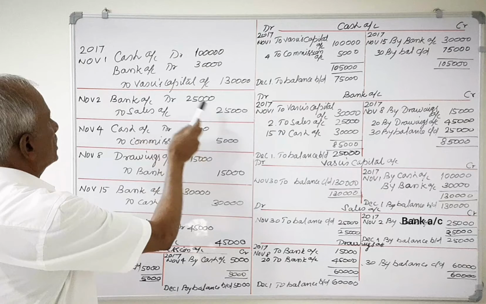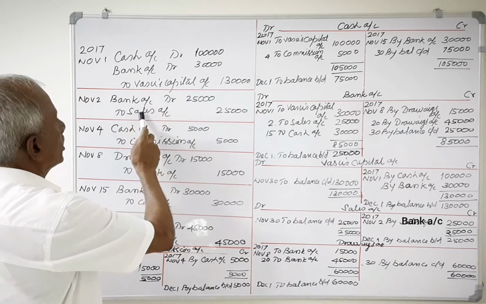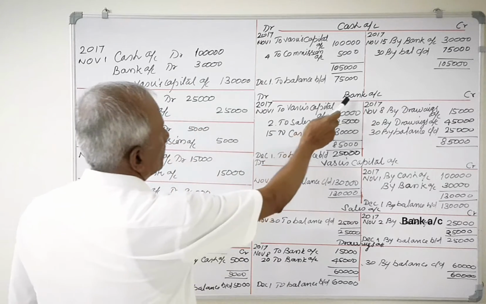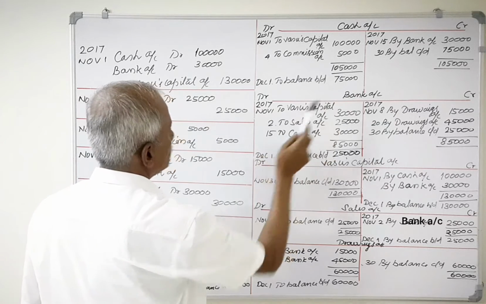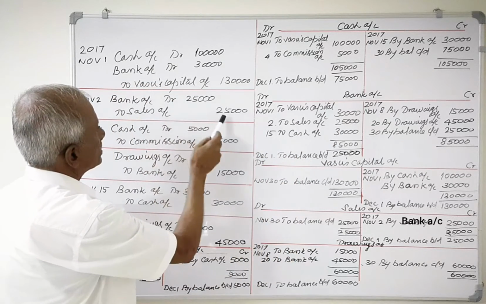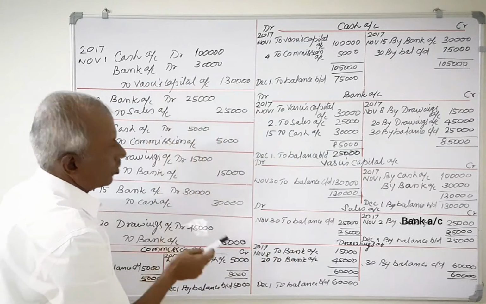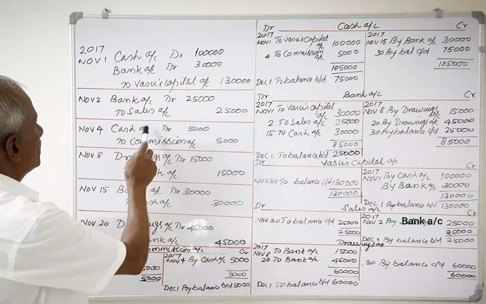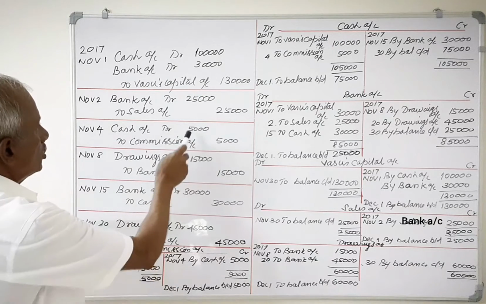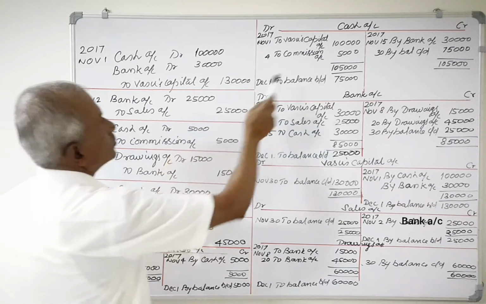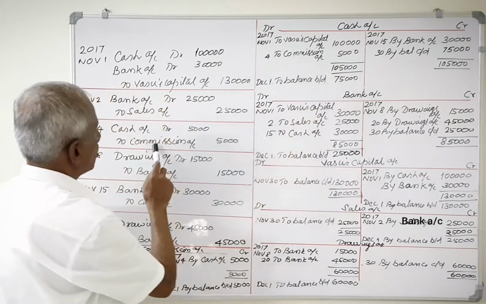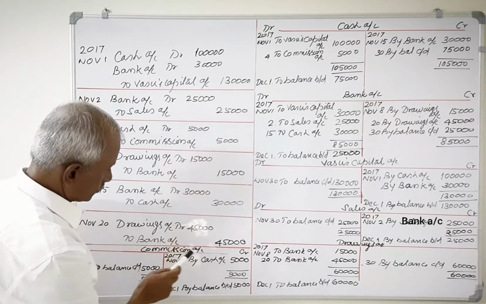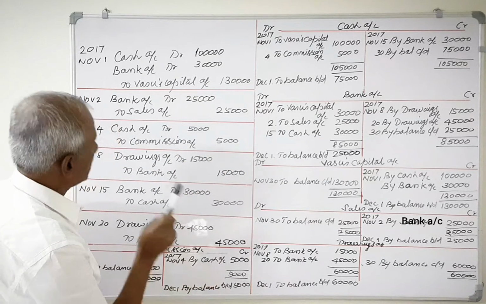Bank account debtor to sales account. On the debit side of the bank account, 25,000. Bank account debtor to sales 25,000. Then on the credit side of the sales account 25,000. Cash account debtor to commission account. On the debit side of the cash account, 5,000, to commission 5,000. On the credit side of the commission account, 5,000. Commission account, credit side, 5,000 by cash.